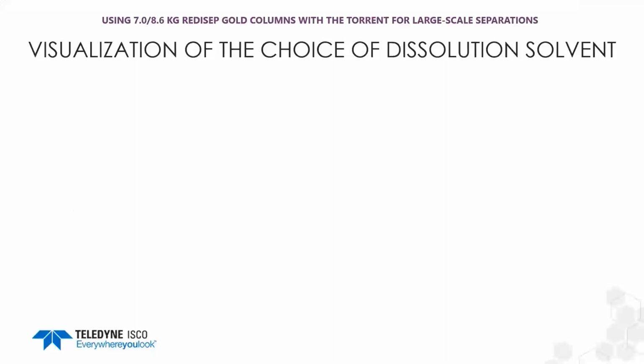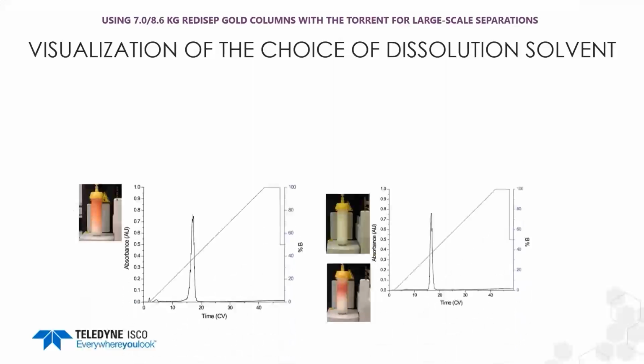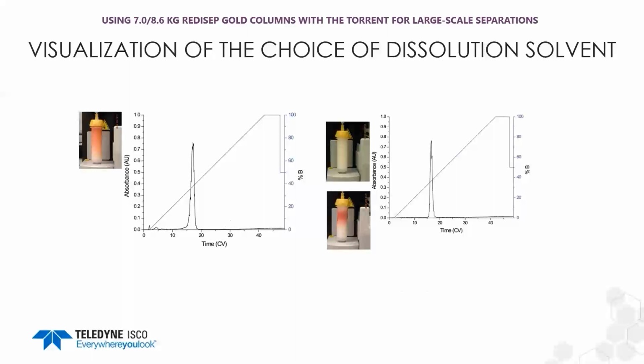So here's a visualization on the importance of the choice of your dissolution solvent. This is just a separation with a colored compound, so we can view it both on the column and via the chromatogram. On the left here, our compound's been dissolved in a strong solvent, and the sample on the right is dissolved in a weak solvent.